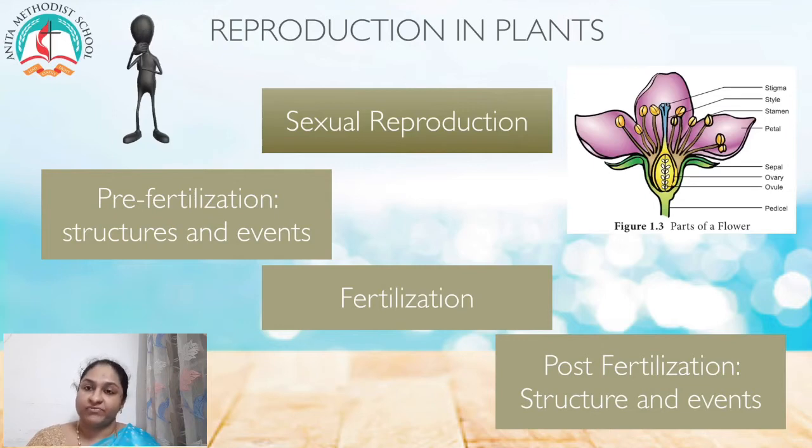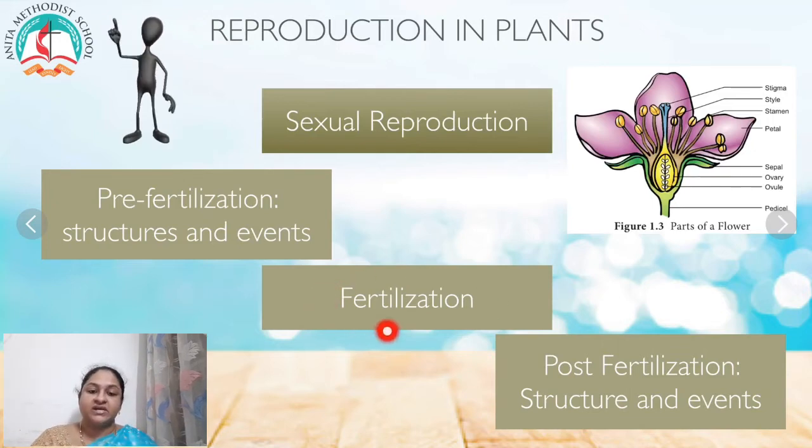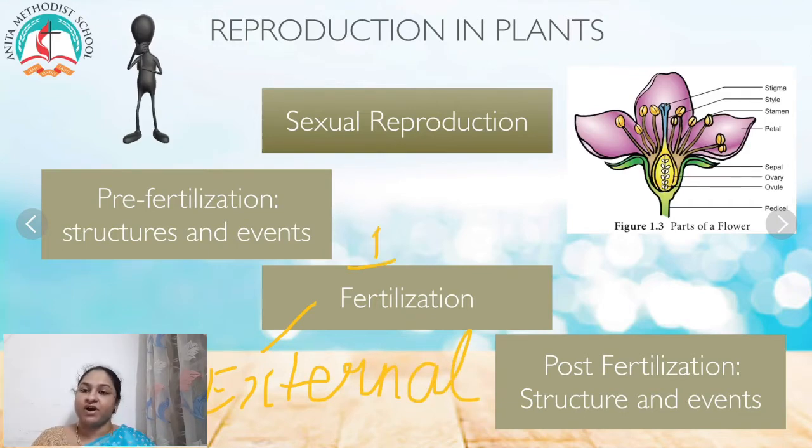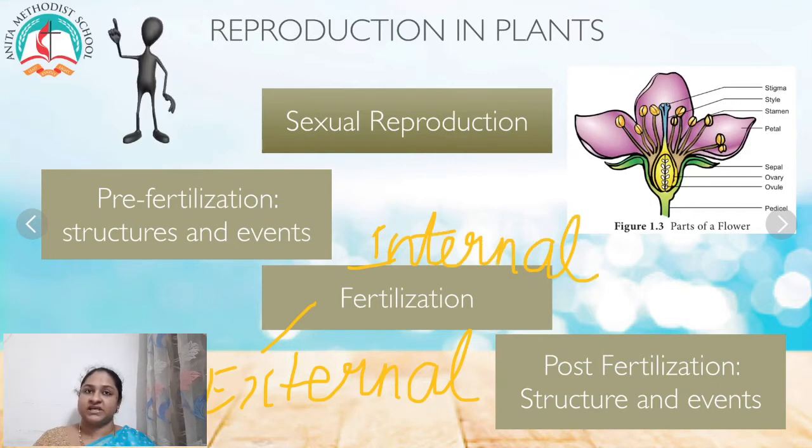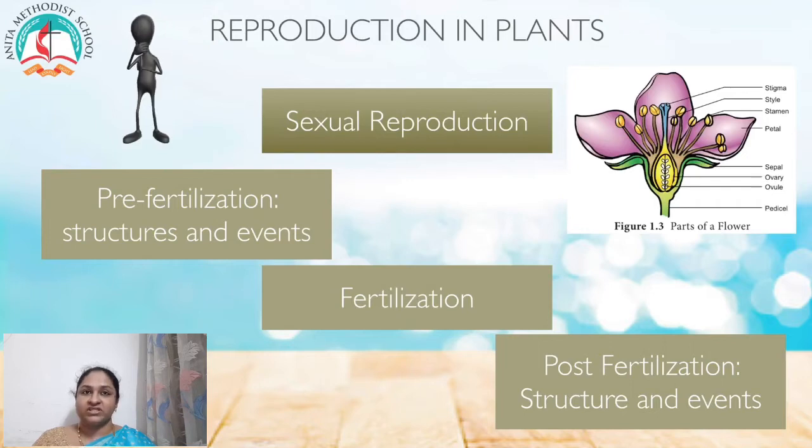For example, in algae external fertilization takes place, whereas in higher plants internal fertilization occurs. So look at the flower. For a morphologist, a flower is a highly condensed shoot meant for reproduction. A flower possesses four whorls: calyx, corolla, androecium and gynoecium. Androecium and gynoecium are the essential organs.